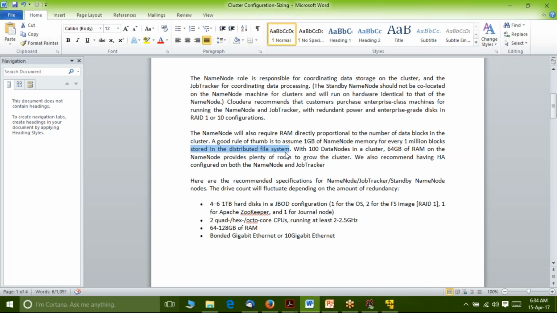Are you able to understand this one now? Yes, Srinivas. So one question, while sizing the cluster, do we need to consider the secondary node or not? Because it is not mentioned here, right?